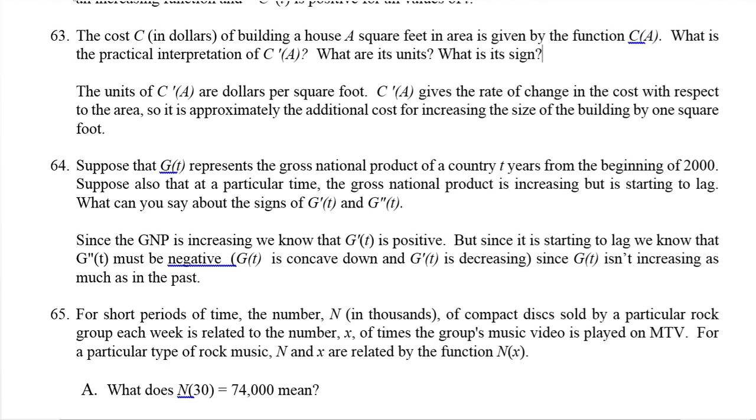Well, it's got to be positive because this says there are 74,000 compact discs sold in this week if the video is played 30 times that week. You can't sell a negative number of discs, so that of course has to be a positive value for N. And you can't play the video a negative number of times either, so the input X has to be positive as well.